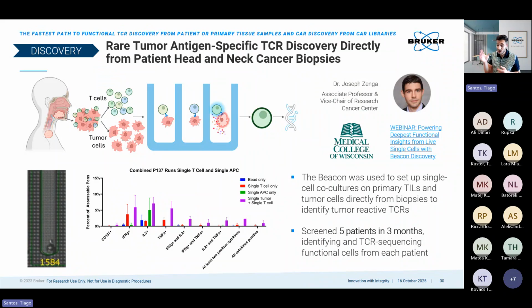And so now he is super happy because he screened 5 patients in just 3 months. He identified TCR sequences from functional cells for each of these patients, so that now he can work on these TCRs to develop a cell therapy that is really personalized to that specific patient.